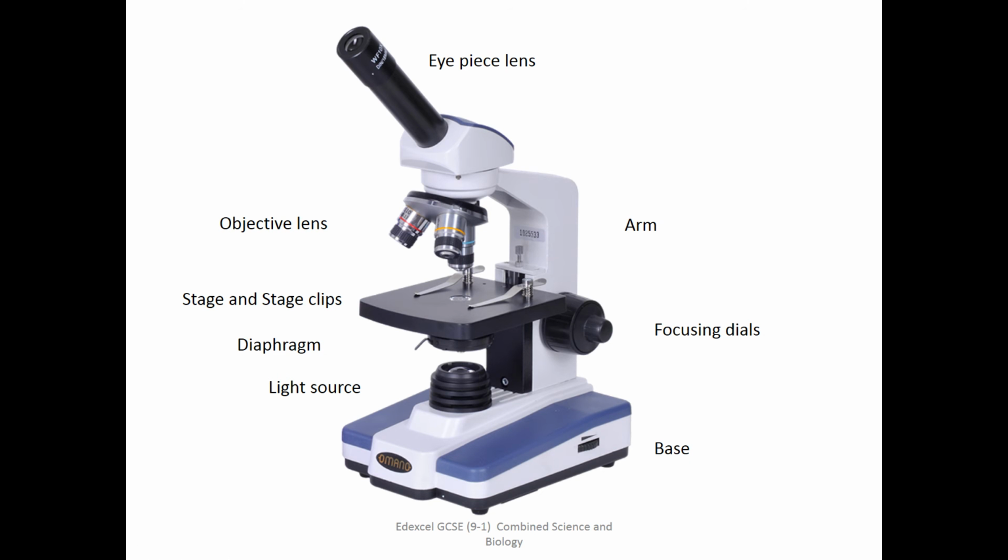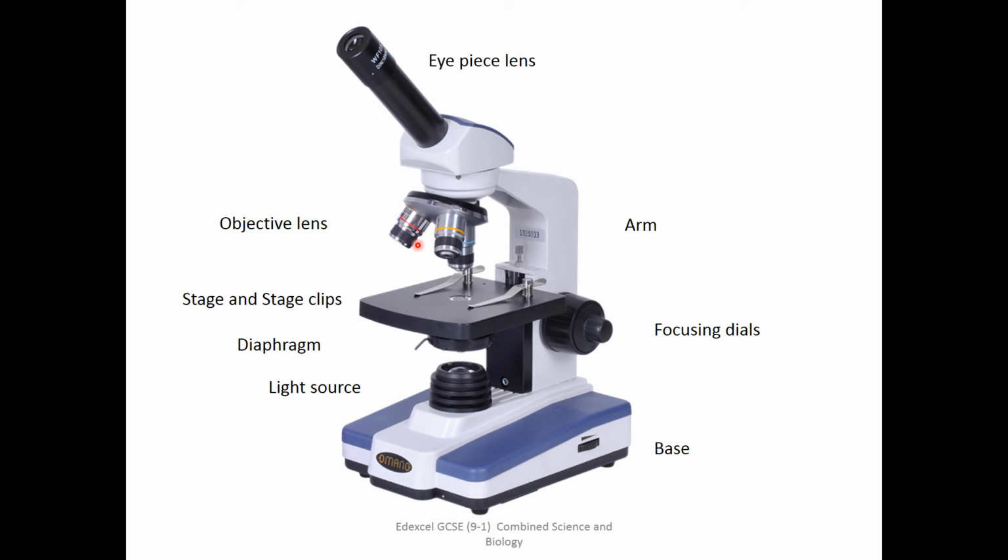On this picture of a microscope, I have provided the labels for the parts that I would consider essential. Up here, we have the eyepiece lens. This is the lens that you would look through to view the specimen.